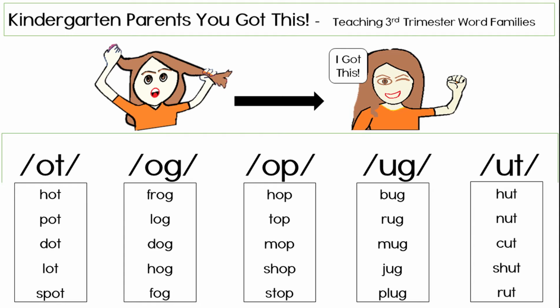This video shows how kindergarten parents can teach their kids third trimester word families. The 5 word families consist of ot as in hot, og as in frog, op as in hop, ug as in bug, and ut as in hut.